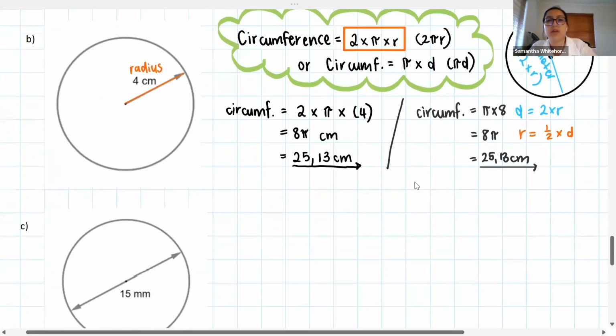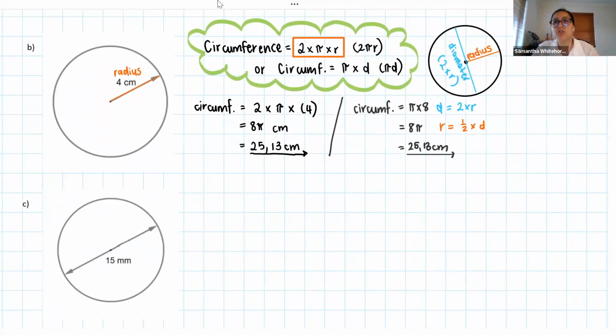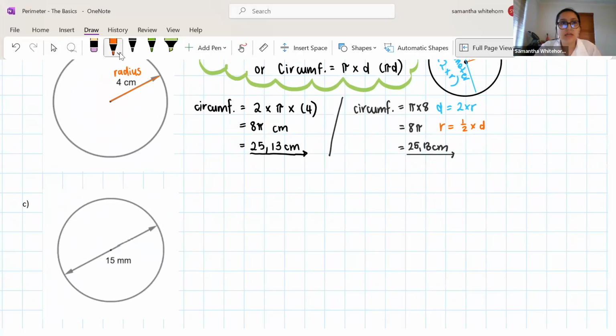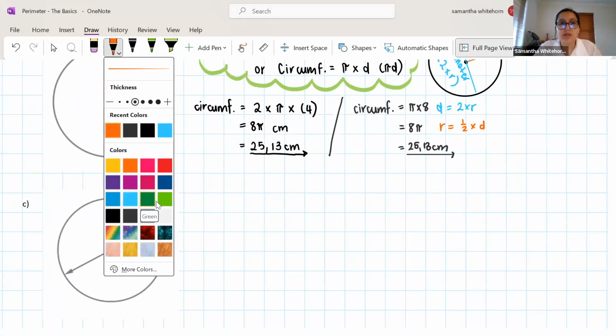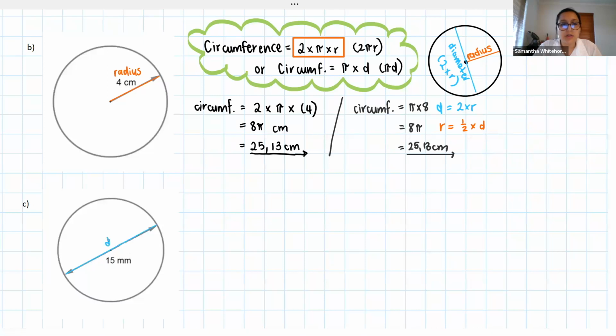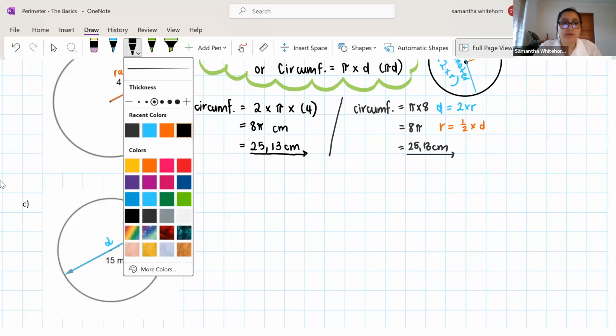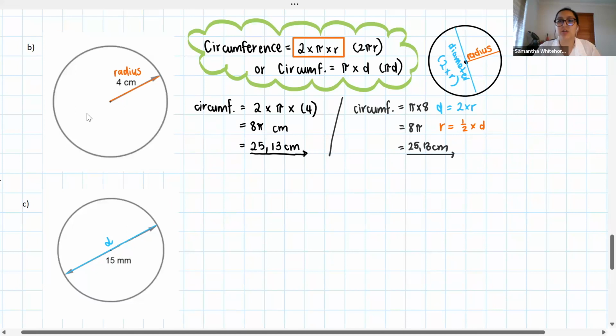All right, so grade 8, what I want you to try is question C here. So just take note of what bit of information I've given you. In this case, I've given you the line from one end of your circumference through the center to the other end, which means that what I'm giving you is your diameter. So just take note of that, but let's try and work out what the circumference of question C's circle is.